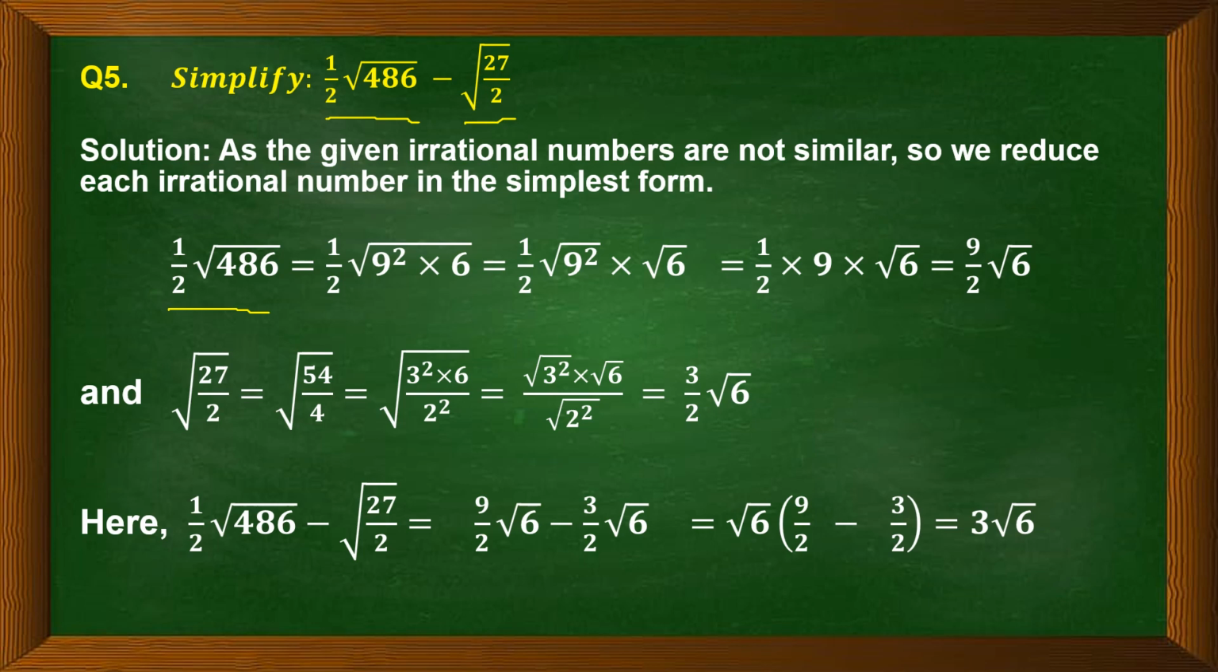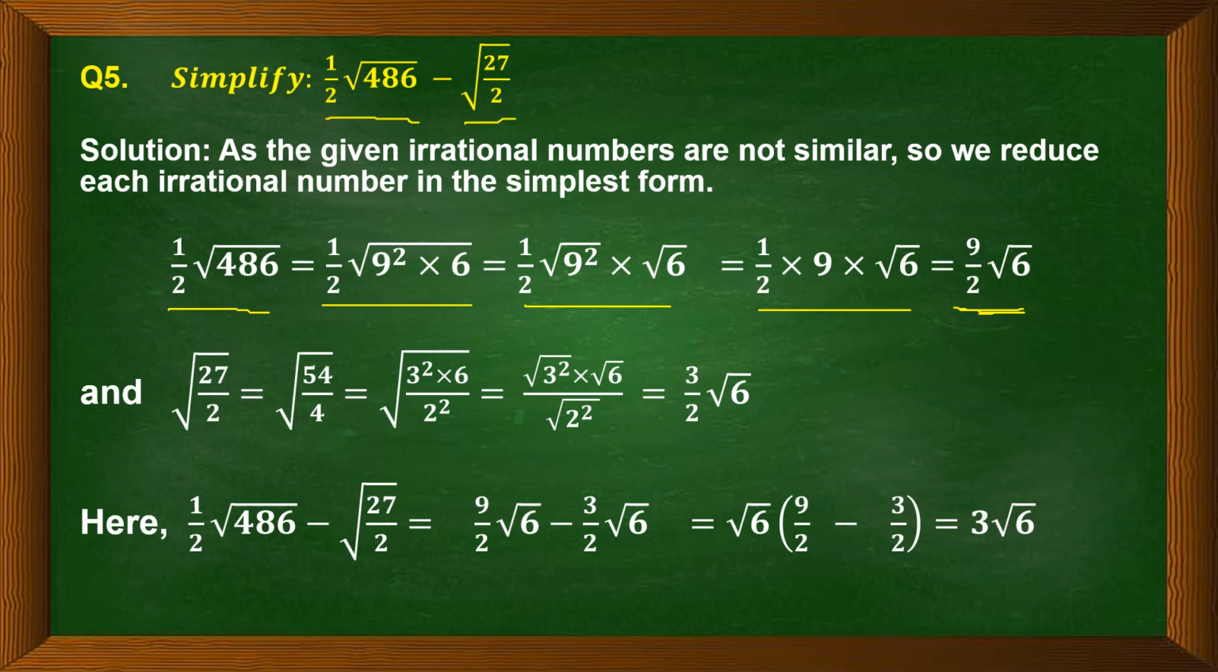486 we can say 81 into 6, which we can write as half of root of 9 square into 6. Further split it: half into root of 9 square into root 6. Now root of 9 square will be 9. So half into 9 into root 6, which is equal to 9 by 2 root 6. So basically the irrational factor over here is root 6.